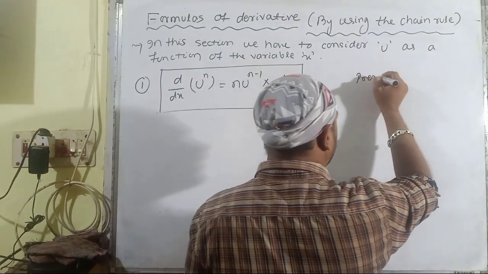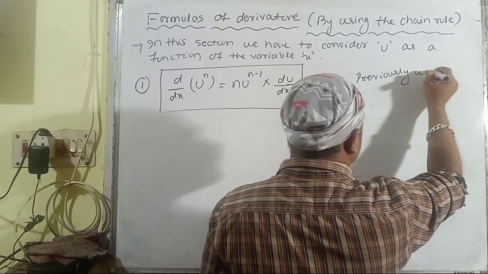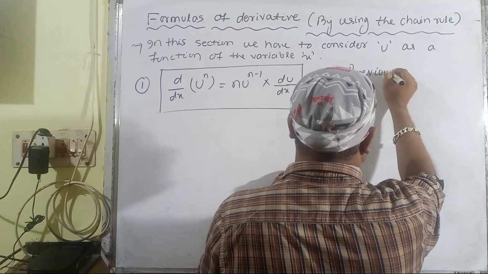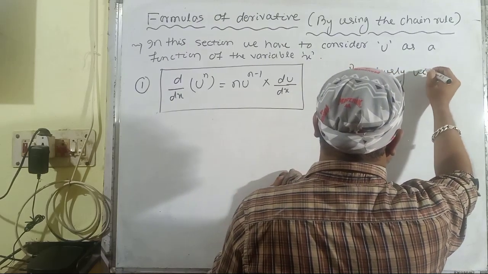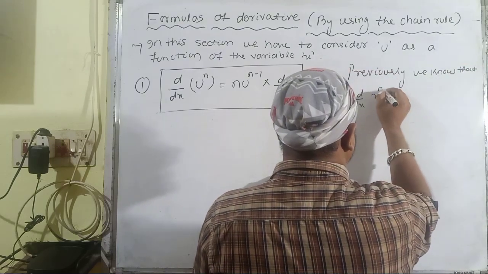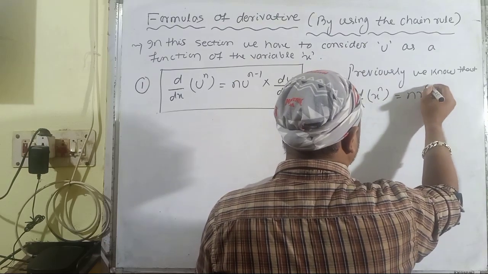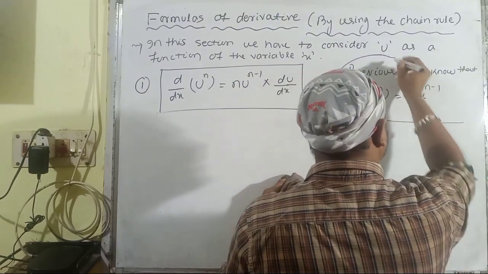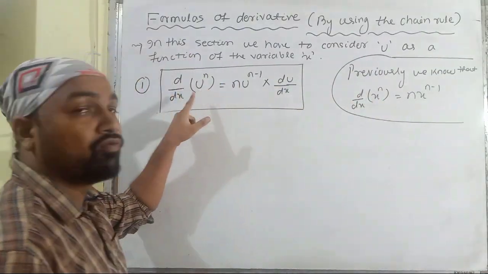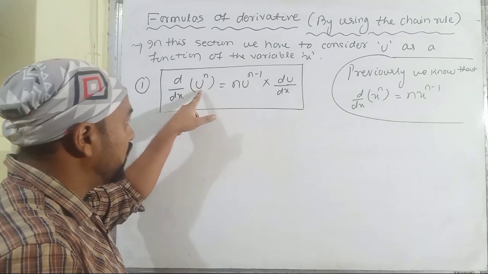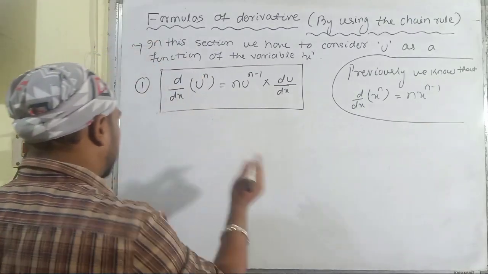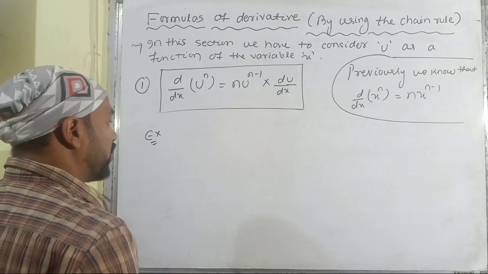Previously we know that the differentiation of x to the power n is n into x to the power n minus 1. Here the function was in terms of x, but here it is a composite function, and let us consider this function u as a function of the variable x. So let us go through a problem so that it will be clear to you.